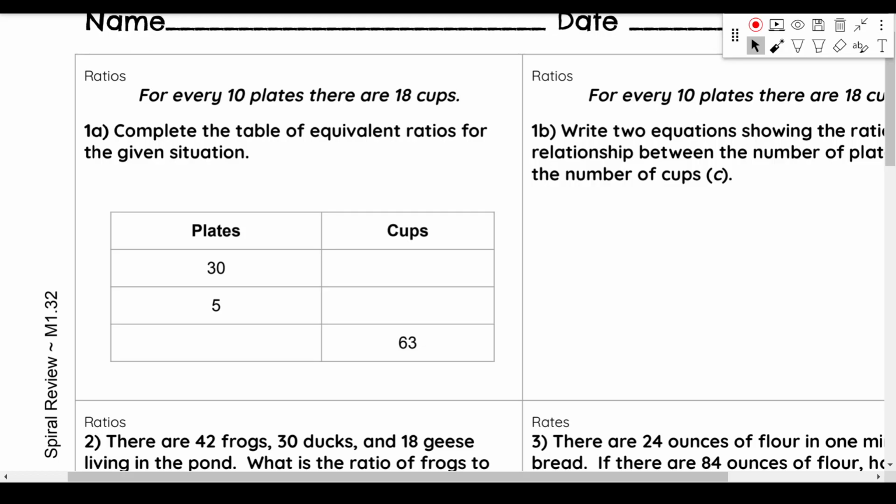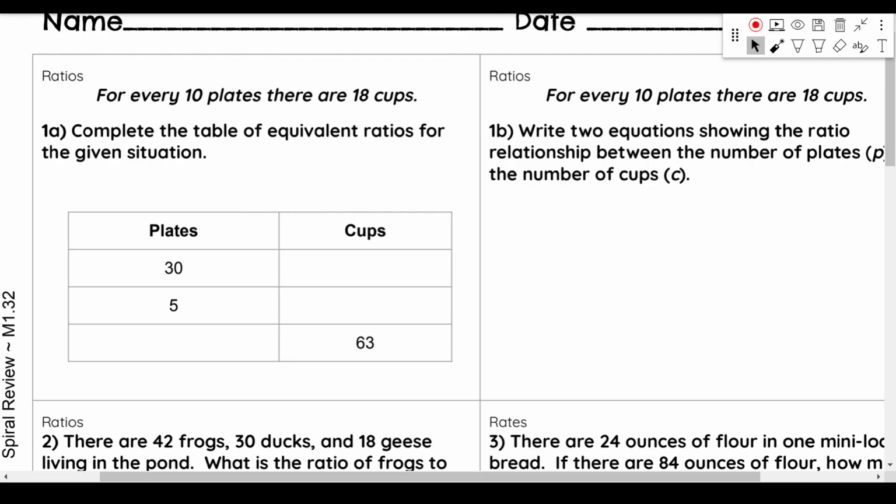Alright, taking a quick look at M1.32. We have a ratio here: for every 10 plates there are 18 cups. Complete the table of equivalent ratios for the given situation.